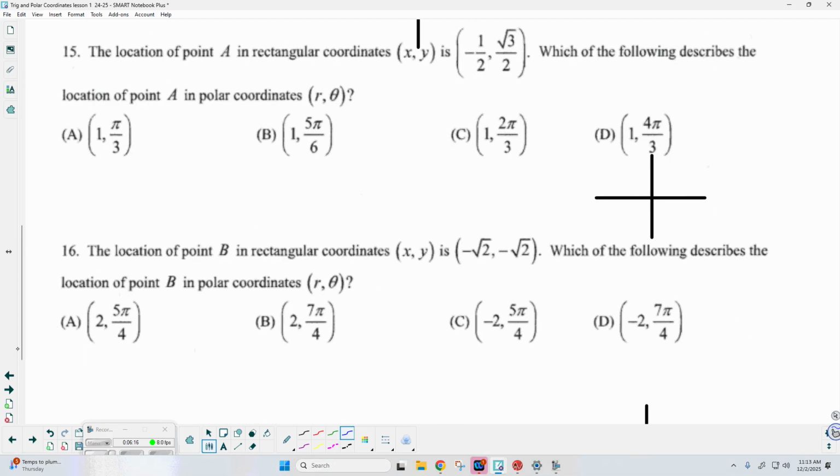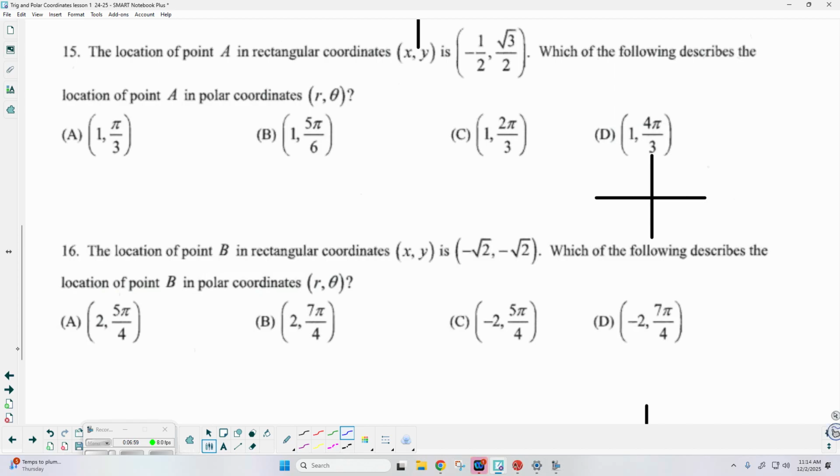Okay, so 15 says the location of point A in rectangular coordinates is negative 1/2, square root of 3 over 2. Which of the following describes the location of point A in polar coordinates r, theta? Now here's what's really nice about these types of problems, especially when they show up on the AP exam. This is the only way polar anything is going to show up on the AP exam. It has to be part of the multiple choice section. Whether it's part of the calculator or the non-calculator, we won't know for sure. But use the answers to your advantage. It is really, really helpful. Sometimes it can get you straight to the answer. Sometimes it might just eliminate several answers and give you a better shot.